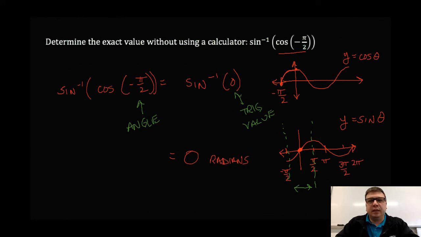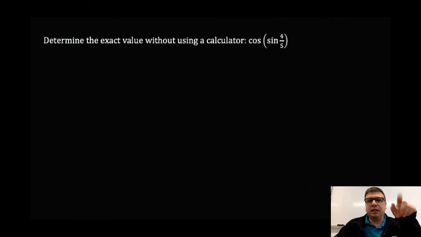All right, let's go to the next one. This one is a little different. Okay, determine the exact value without using a calculator. But the problem is, you gave me 4/5, Maine. What am I supposed to do with that?